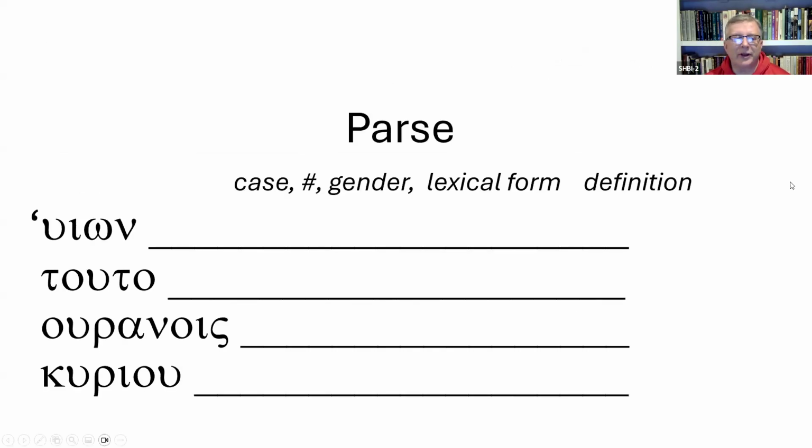I need you to parse these four forms for me. Give me the case, number, gender, the lexical form, and the definition of the form that is before you. Don't give me a definition of the word in general. Just give me the definition of what is there. Case, number, gender, lexical form, and definition.